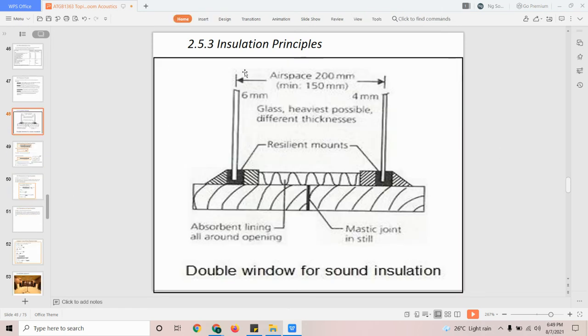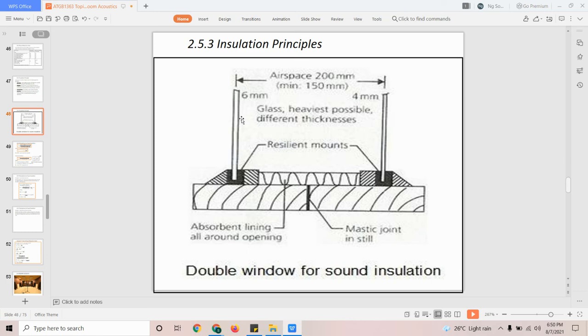Okay, so this is an example of isolation. You have a layer of window here, then an airspace, and then another window here. When it comes to window and brickwork, the window actually has a lower sound reduction index compared to a brick wall. Why is it? Because of the material it is made of.